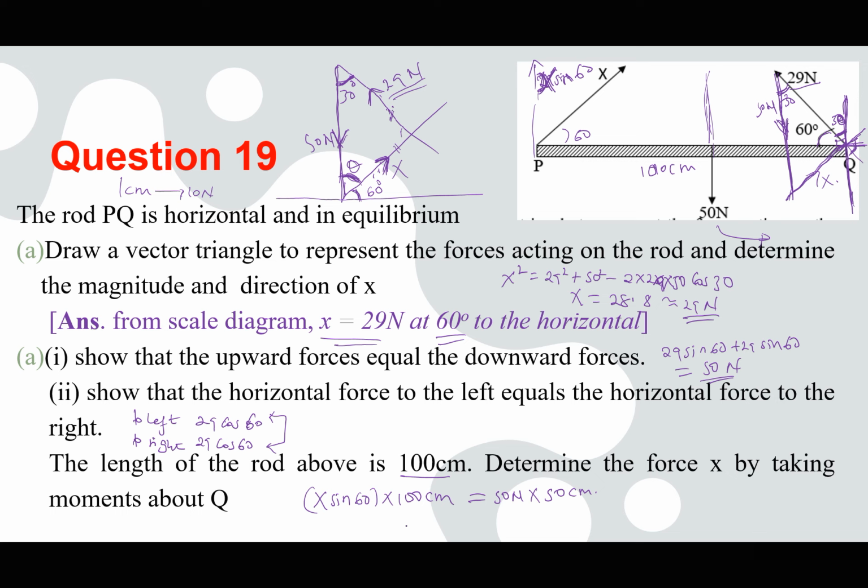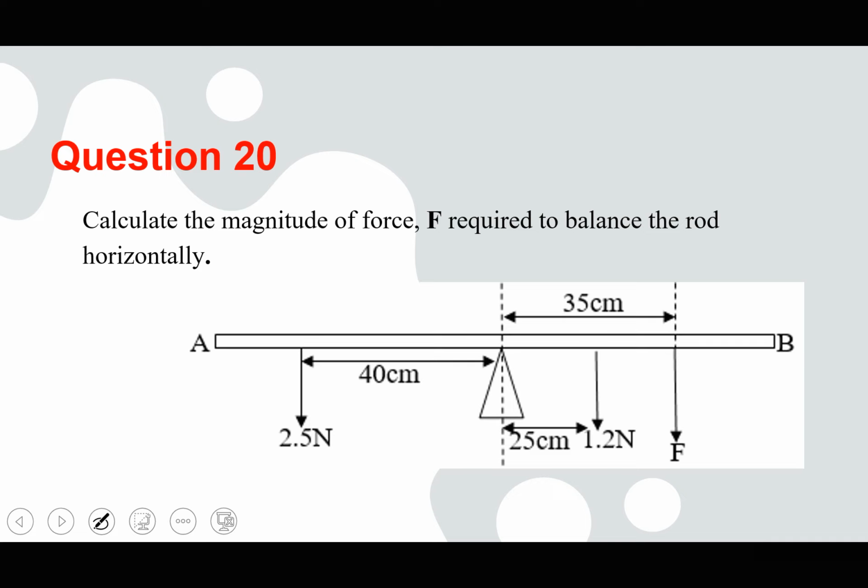So we just divide both sides by 100 sine of 60. So 50 times 50 divided by 100 divided by sine of 60. So this gives us x as 28.9, which is approximately 29 newtons. If we take moments about Q, then calculate the magnitude of force F required to balance the rod.